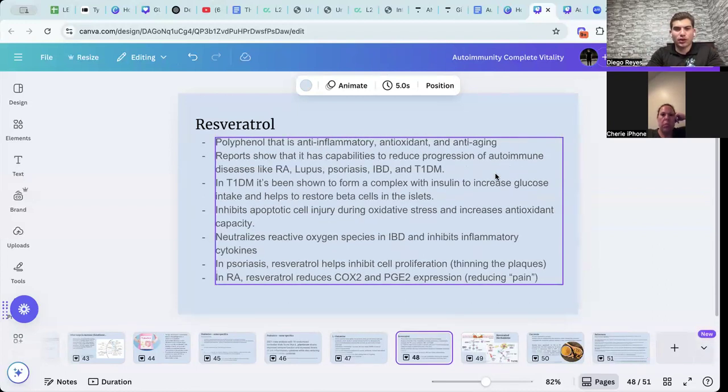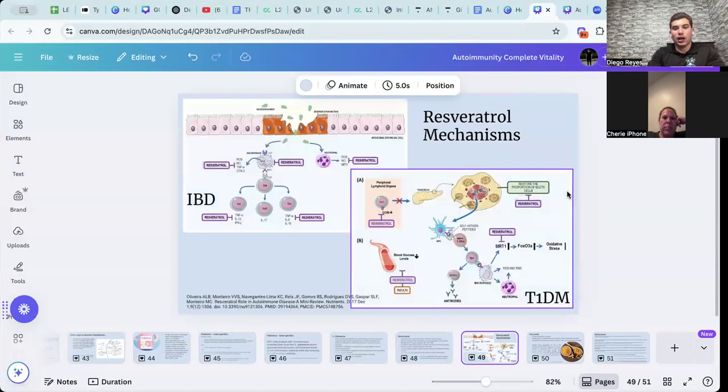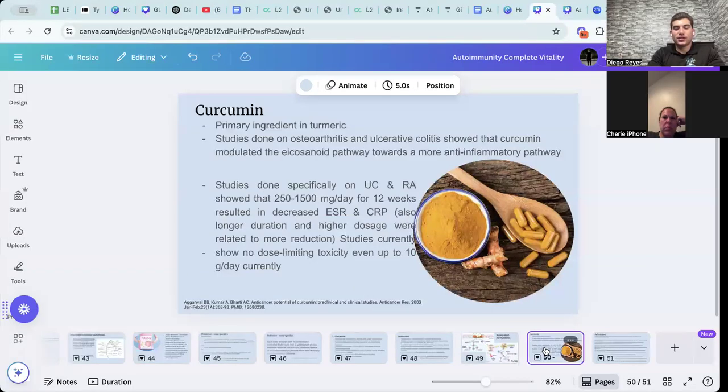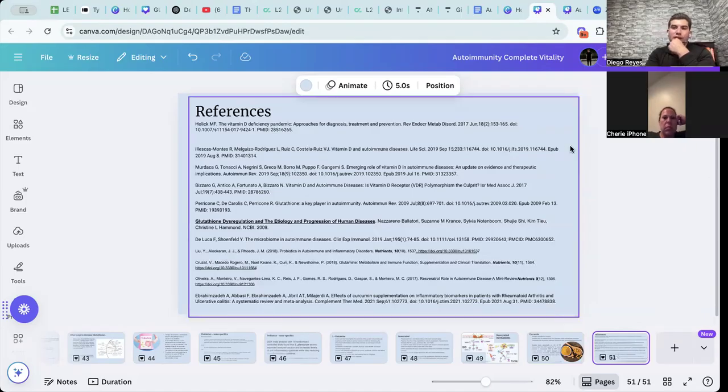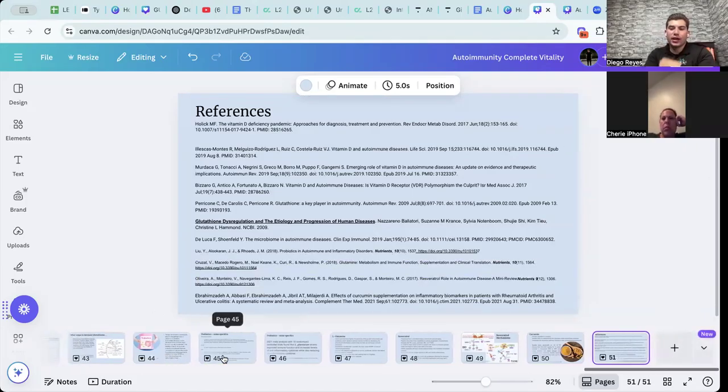Okay, resveratrol can be very beneficial. No, we're not talking about wine. Yes, we talked about alcohol, but we're talking about resveratrol in the food that you're eating. Very beneficial. And curcumin is also very good. This is turmeric, using turmeric powder, which can be very beneficial for autoimmune issues. That's really what we have for autoimmune type problems.